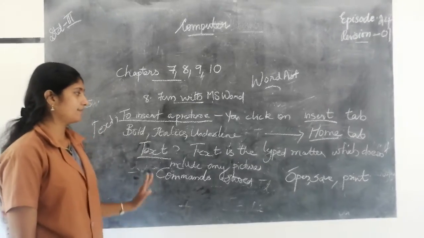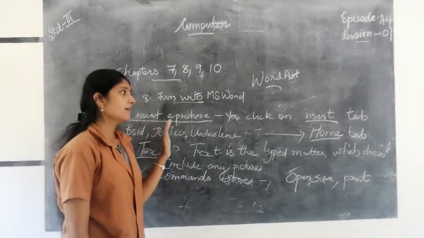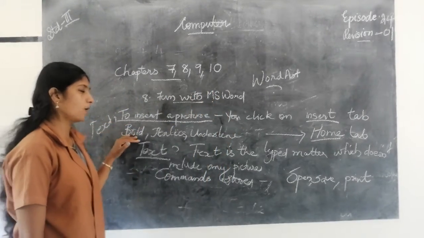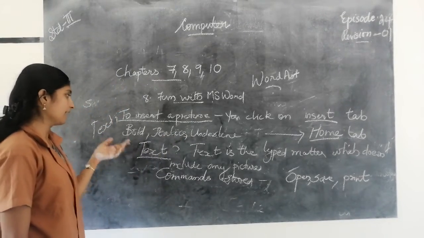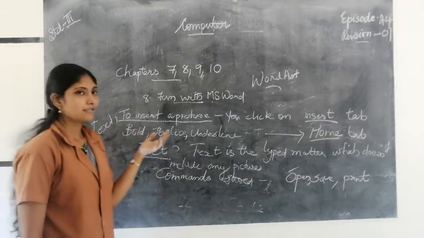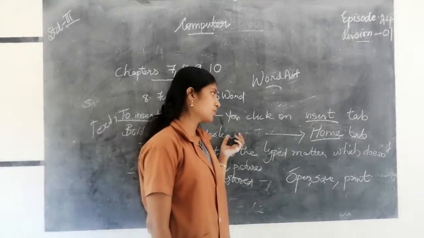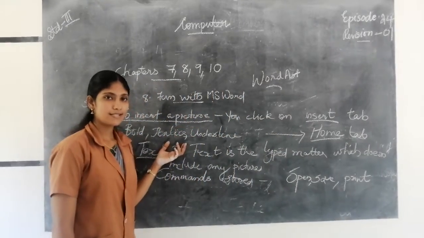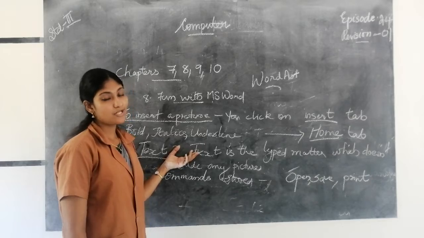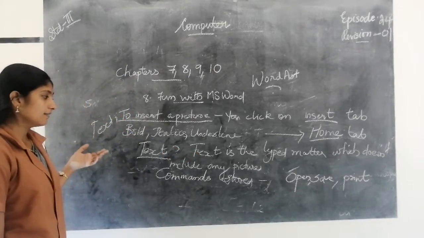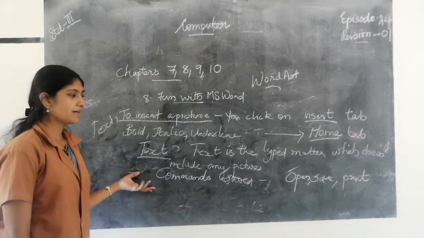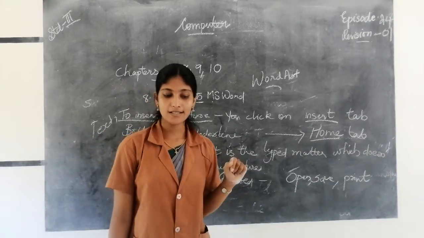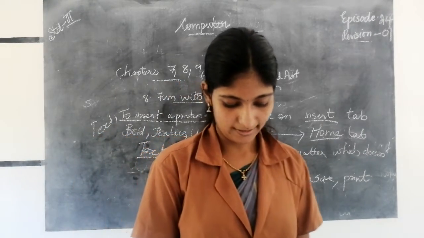So once again in this chapter, if you want to insert a picture, you can go to the Insert tab. Then there are three font style options: bold, italic, and underline. Bold means Ctrl plus B, italics Ctrl plus I, underline Ctrl plus U, and these options are under the Home tab. What is text? Text is the typed matter which does not include any pictures. Then commands stored in the Office button are open, save, print commands. Word art is the text with special effects applied to it.